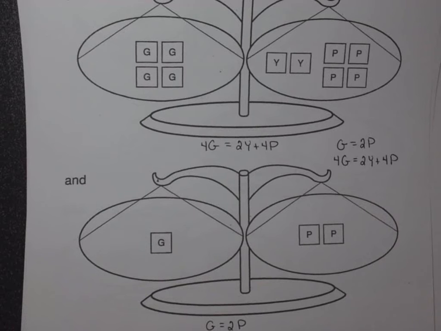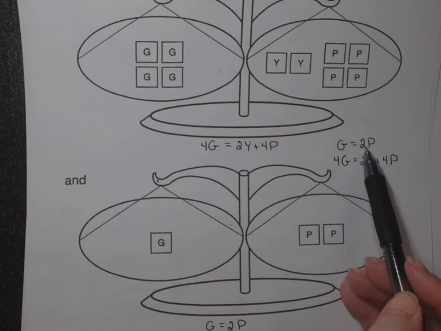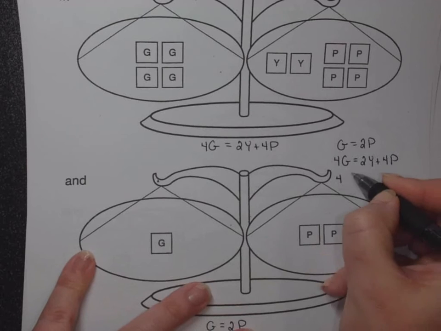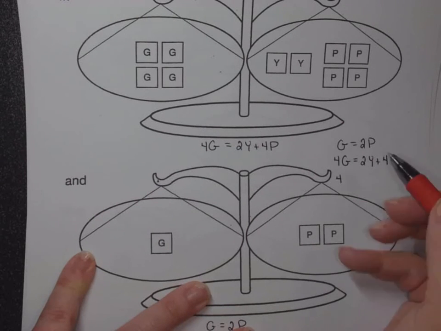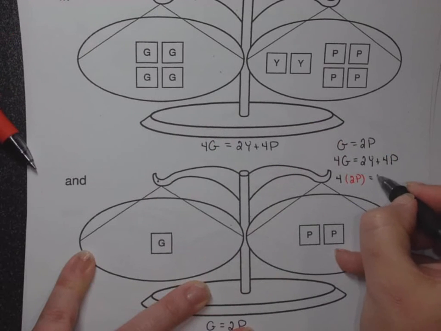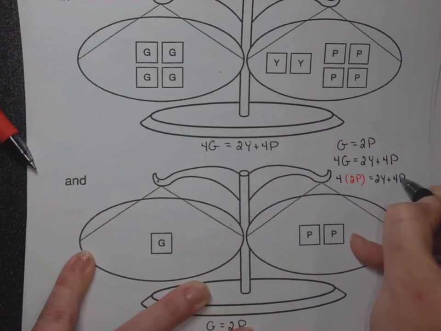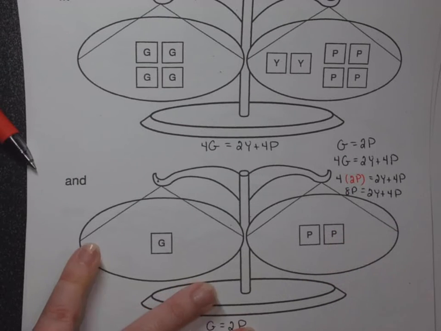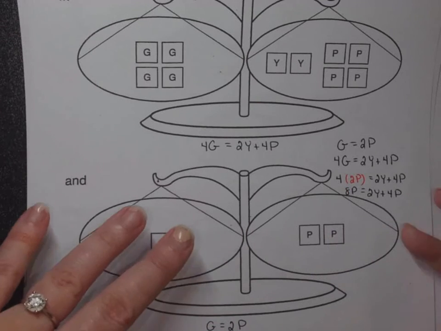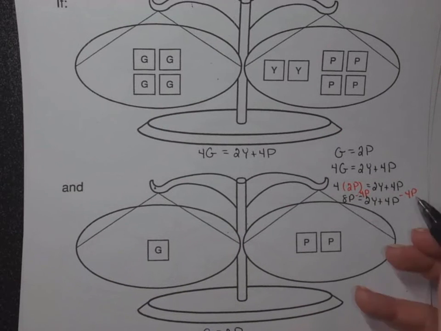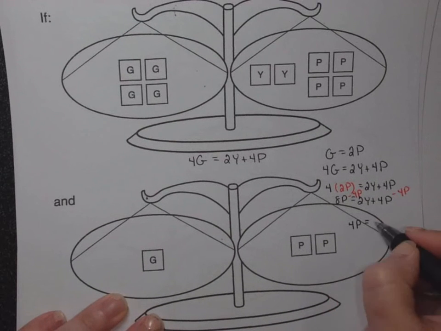Okay. So notice we can do, again, another substitution if we want. In place of g, we could replace it with 2p if we wanted. So we could rewrite this as 4 times 2p equals 2y plus 4p. Okay, so this is 8p equals 2y plus 4p. Okay, and then we could subtract 4p from both sides. So we've got 4p equals 2y.